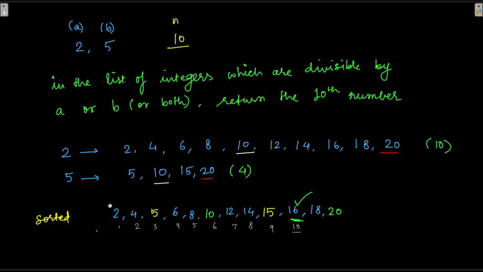Now you can see there are numbers which are common between the two. For example, 10 is common, and then 20 is common. 5 and 15 are two additional numbers that this list brings. So as a result, we need to count the 10th number in the list that we get as a merger, and the 10th number is 16. So 16 is going to be our answer.